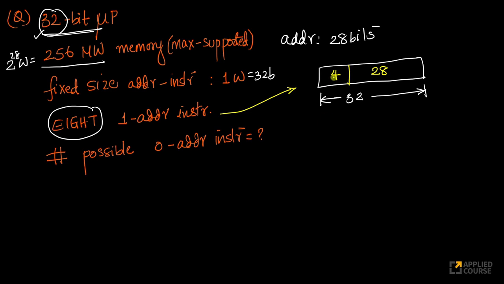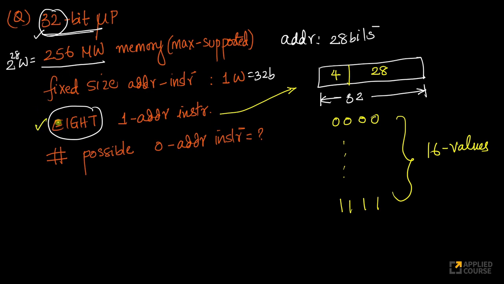In these 4 bits, I can have values from 0000 up to 1111. I can have a total of 16 unique values here. But it says the microprocessor only has 8 one address instructions. So what I'll do now is break these 16 values into 2 regions or 2 parts. So let's break it into this.